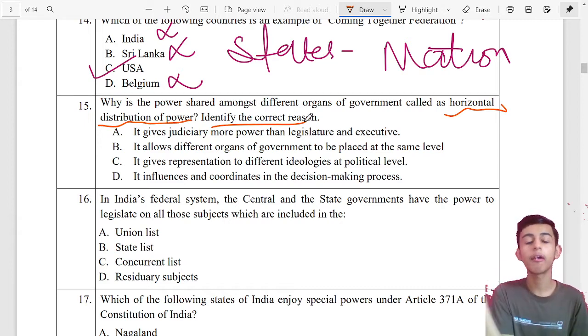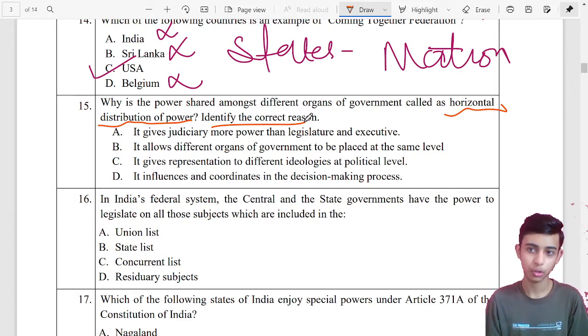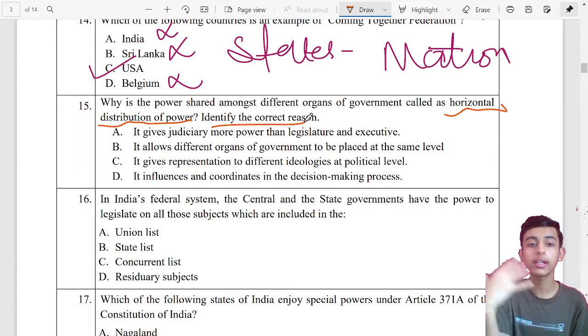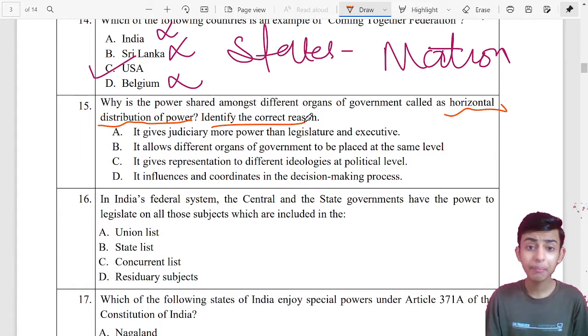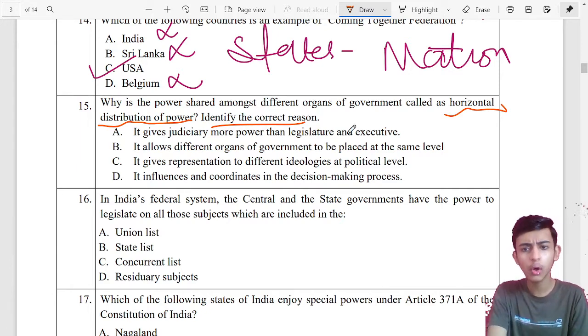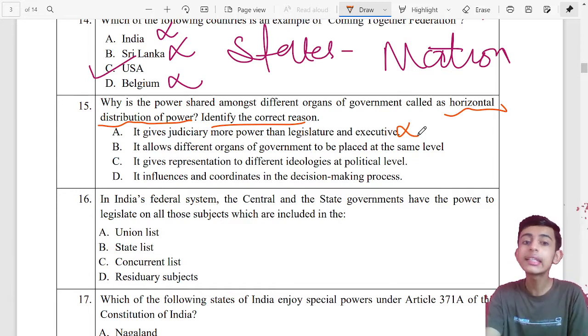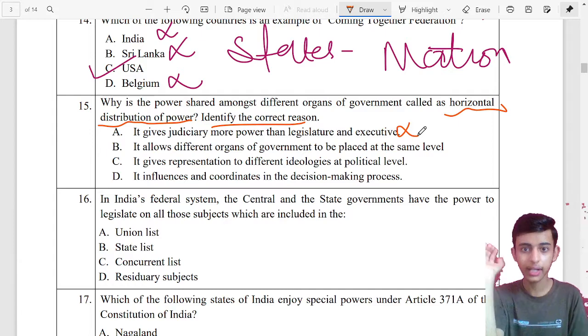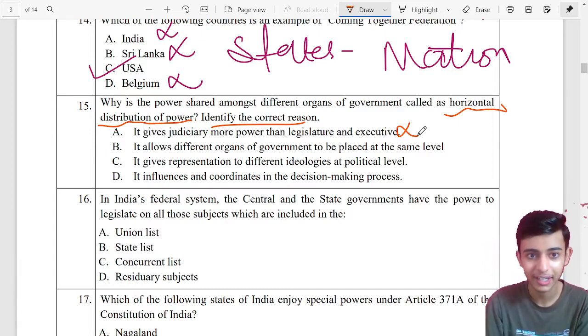Identify the correct reason why power is shared among different organs, which is known as horizontal distribution of power. That is legislature, executive, judiciary. Does it give the judiciary more power than the legislature and executive? Not at all, because each level has the same power. That's why it is horizontal. If it were vertical, then power would be different, right, as in India, because it is holding together a federation.